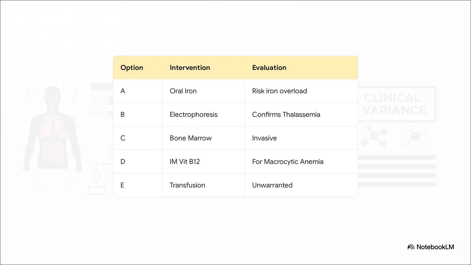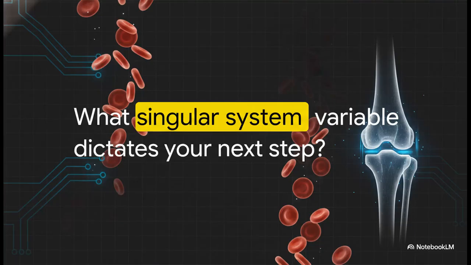Therefore, option B, hemoglobin electrophoresis, is the strictly required test here to confirm the elevated HbA2 and definitively diagnose beta thalassemia minor. As we wrap up this explainer, I want to leave you with a final provocative thought. What singular systemic variable dictates your next clinical intervention when the initial presentations are indistinguishable? Whether it's strictly observing the timeline of a joint effusion to separate an ACL from a meniscal tear, or tracking the RDW and ferritin levels to diverge identical microcytic anemias, diagnostic perfection requires you to isolate those discrete clinical markers.